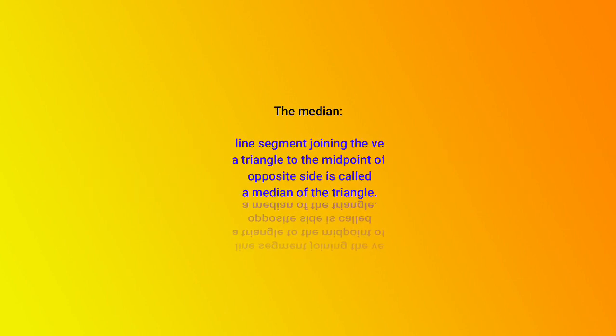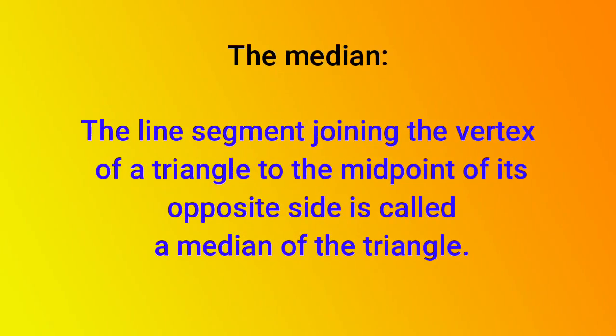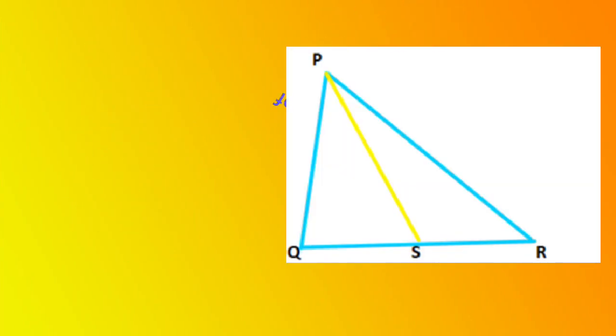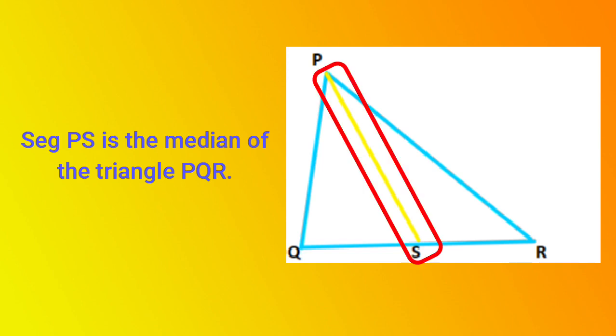The median. The line segment joining the vertex of a triangle to the midpoint of its opposite side is called a median of the triangle. In this triangle PQR, S is the midpoint of side QR and P is the vertex opposite to side QR. Segment PS is the median of the triangle PQR.